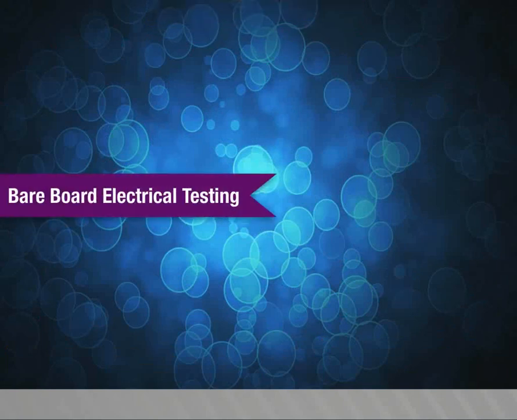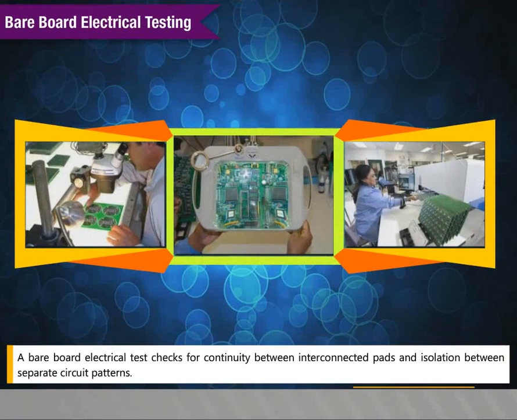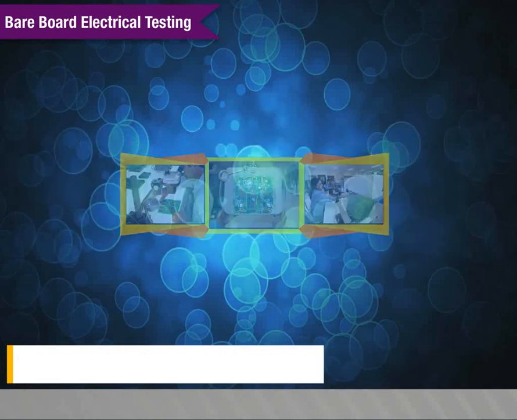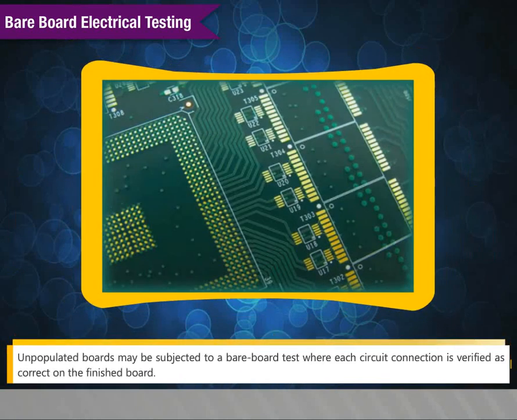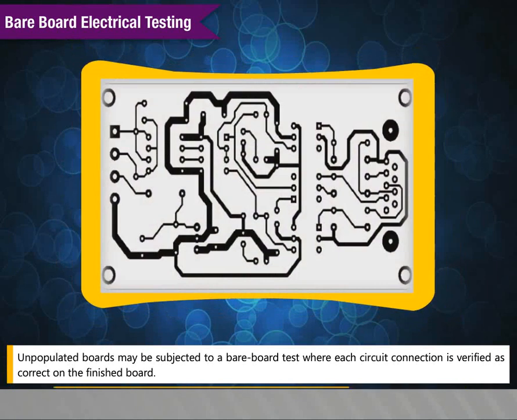Bare board electrical testing. A bare board electrical test checks for continuity between interconnected pads and isolation between separate circuit patterns. Unpopulated boards may be subjected to a bare board test where each circuit connection is verified as correct on the finished board.